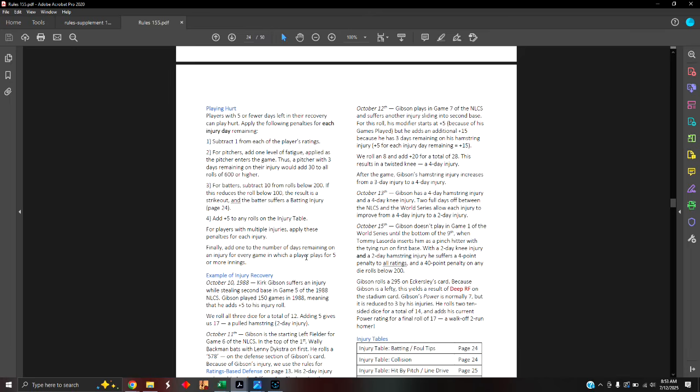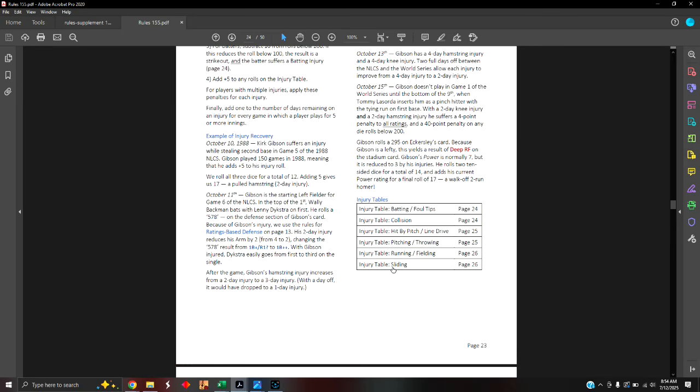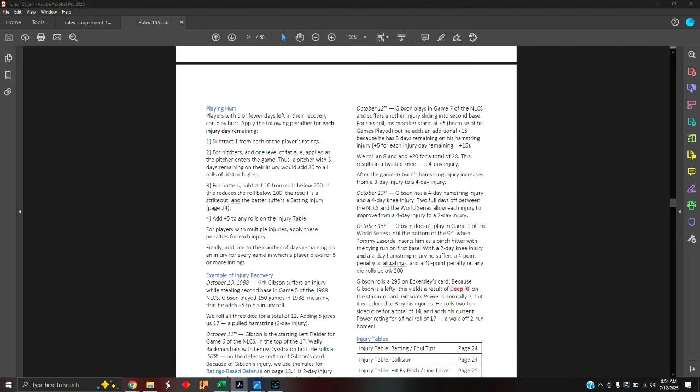So if the player has multiple injuries, all of these penalties apply per injury. Let's say you had a player with a broken nose, that's 2 days, and he has a bruised foot also, that's another day. That'd be 3 days of recovery combined that you would apply to all of these 4 things. So all of those penalties get added up.